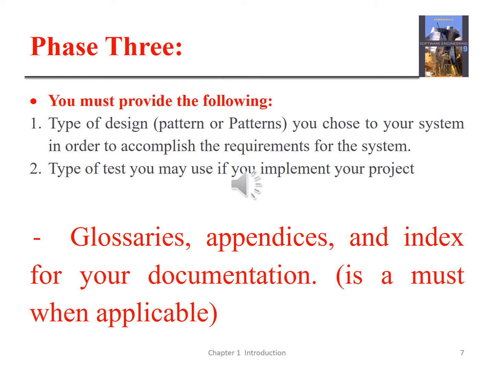What we are really going to design here is what pattern or patterns we are going to use, which is the architectural design. We have 5 patterns. We need to find out which pattern or patterns, because it's possible that we are going to use 1, 2 or more patterns in our design. So choose the type of design pattern or patterns for your system in order to accomplish the requirements of your system. Then after you choose that and plug it into the document, we go to the testing.